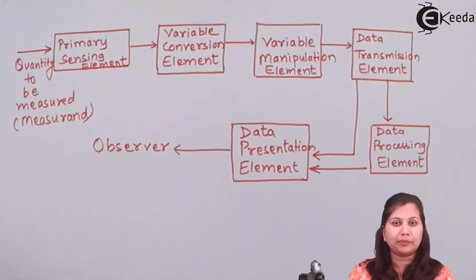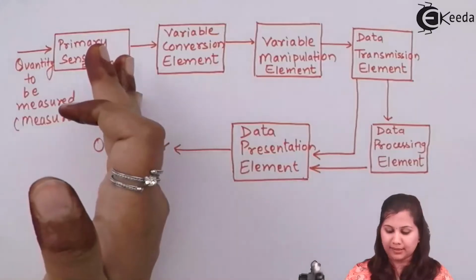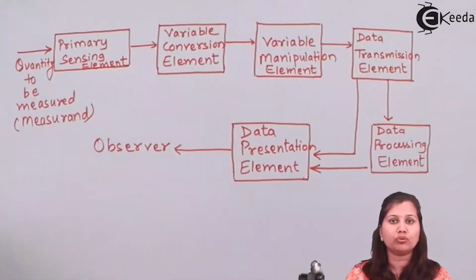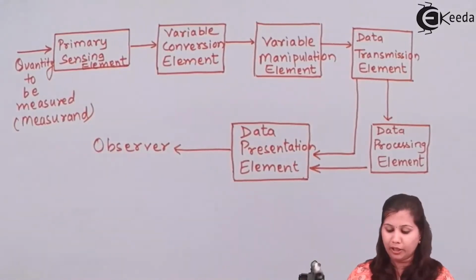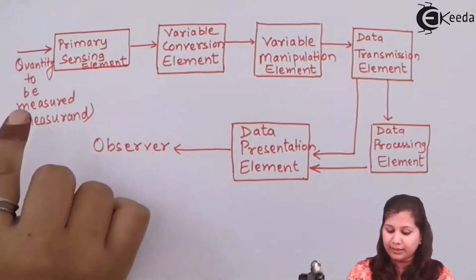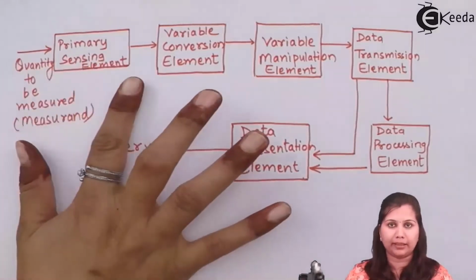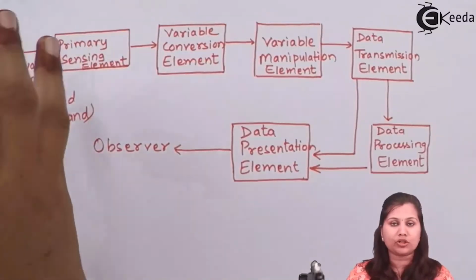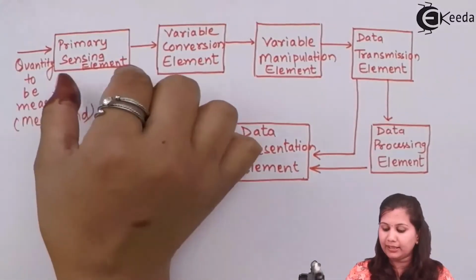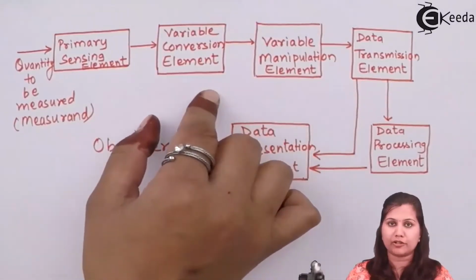The measurement system is performing the measurement of the unknown quantity. So the input to the measurement system will be the quantity which we want to measure, and that unknown quantity is called the measurand. Okay, so the input is the measurand. This input is supplied to the first functional element of the measurement system, that is the primary sensing element. This primary sensing element senses, measures the measurand, and then it gives its output to the variable conversion element, which is the second functional element.